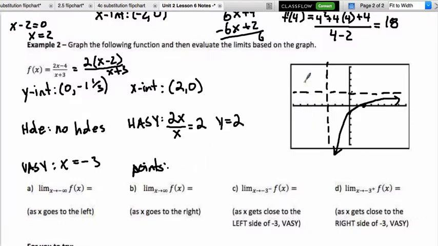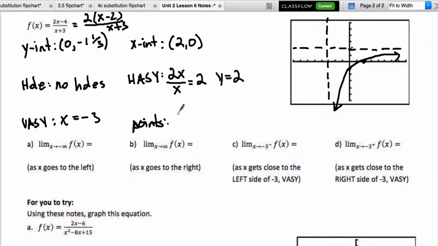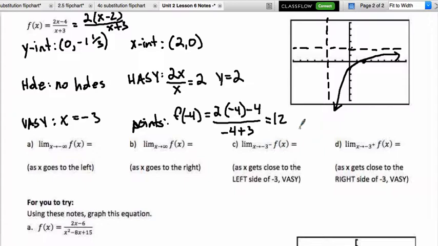I'm going to plug in a -4 into my equation and see what happens. So I'm going to evaluate at -4. And I have 2 times -4 minus 4 all over -4 plus 3 equals 12. And if I want to do another one just to be sure, do -5. We have 2 times -5 all over -4. Because you could make an error in your calculation, so it's nice to do a couple points and make sure it makes sense.